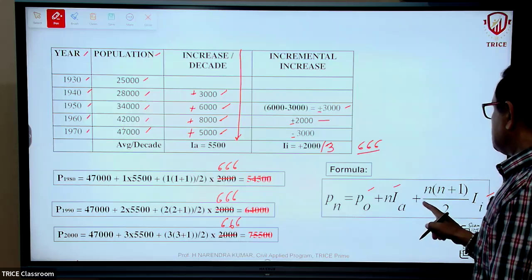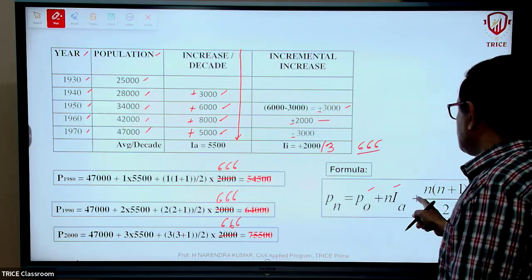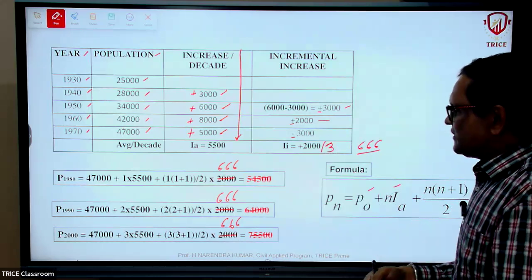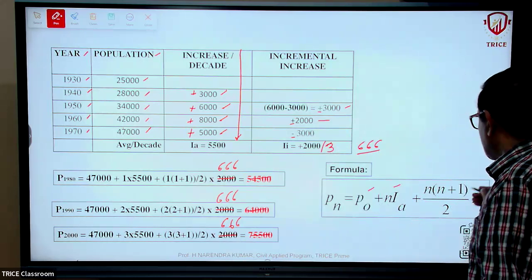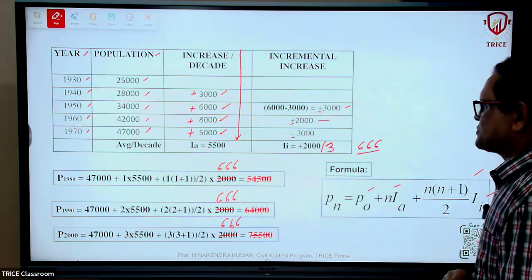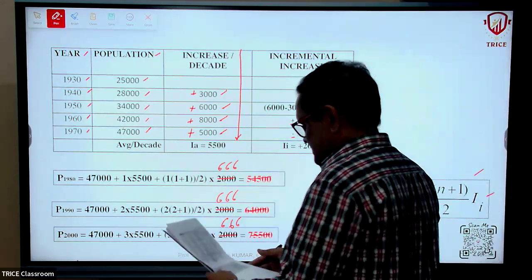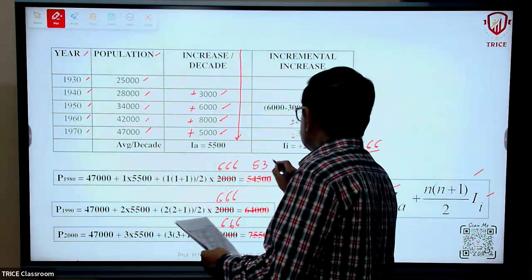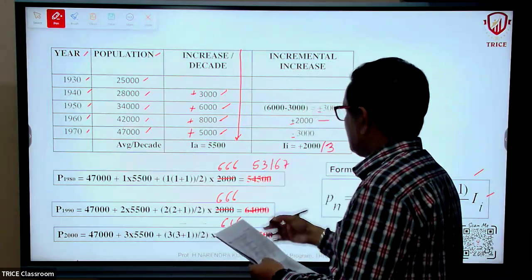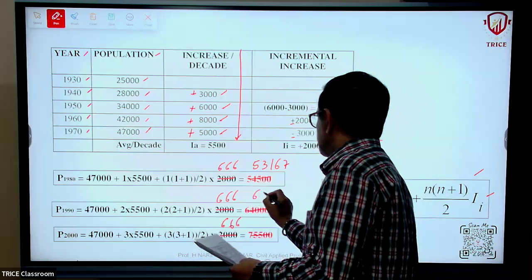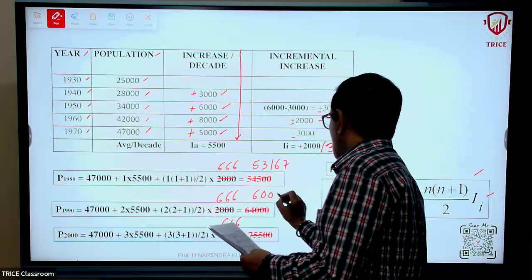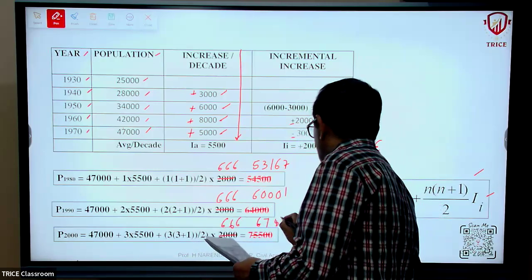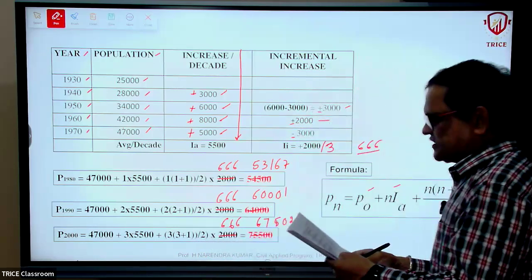The other way is, for each decade, we add to the previous decade's population plus Ia plus Ii. But in recent years, as I said earlier, in the last decade, they are giving us the formula for the calculation. So if you calculate this, you will get somewhere around 53,167. There may be little differences, then 60,001, and this one 67,502. So the answer is there in your question bank.